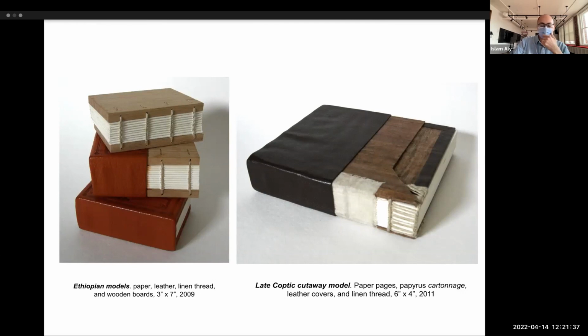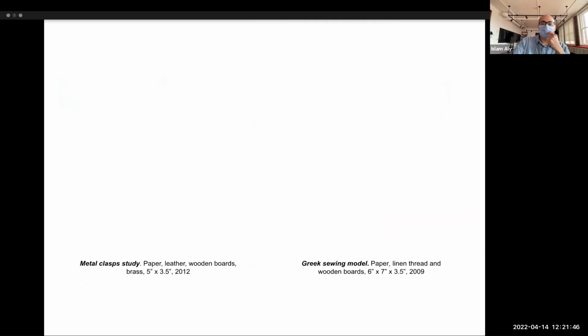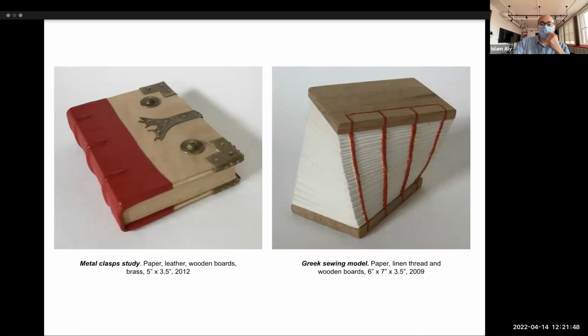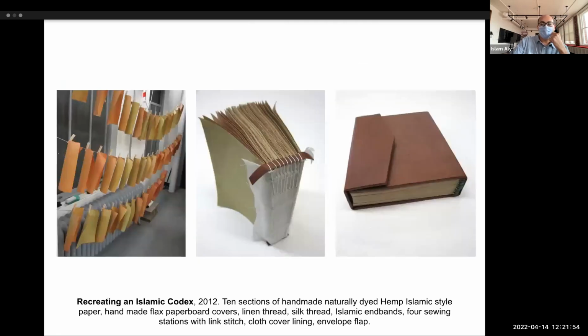So all these things that I was creating helped me a lot after that in deciding what structures I should use, what kind of content I can add to it. Greek sewing model, I used this model also in one of my artist books. And here I also created an Islamic codex. So the paper, the binding, everything was done by hand, the dyeing of the paper.